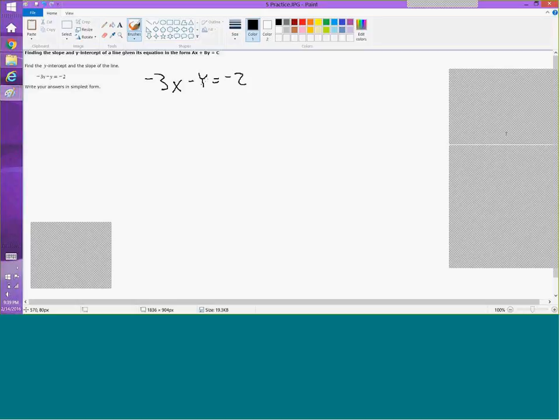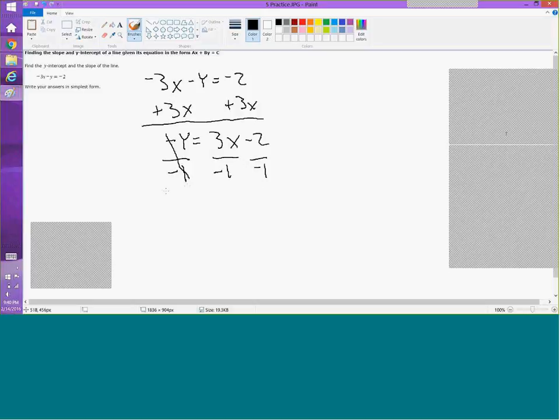Okay, and to get y by itself, I'm going to add the x to both sides. To say y by itself, I need to get rid of this negative, so I'm going to divide by a negative 1, which means I need to divide everything by negative 1. So y equals 3x, and negative 2 divided by negative 1 gives us a positive 2.